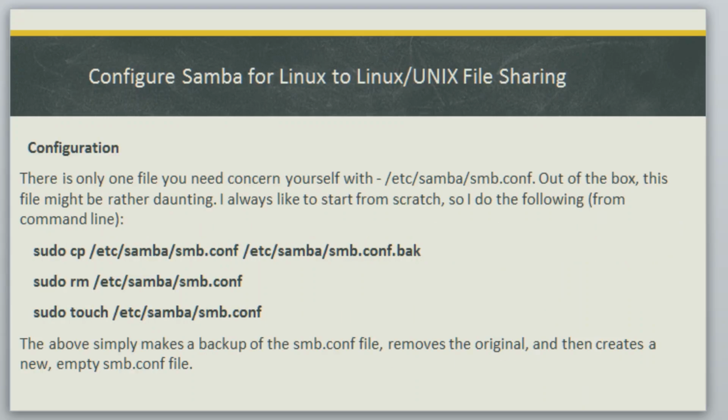There's only one file you need to concern yourself with when configuring Samba, and that's going to be the /etc/samba/smb.conf file. So out of the box, this is a file that might be rather daunting, and like always, I like to start from scratch. So I would do the following, guys. You can copy the samba.conf file and make a backup of it. So you do copy /etc/samba.conf to /etc/samba.conf.backup, okay? And then you're just going to go ahead and remove this original conf file, and then you just touch and create a new blank one, okay?